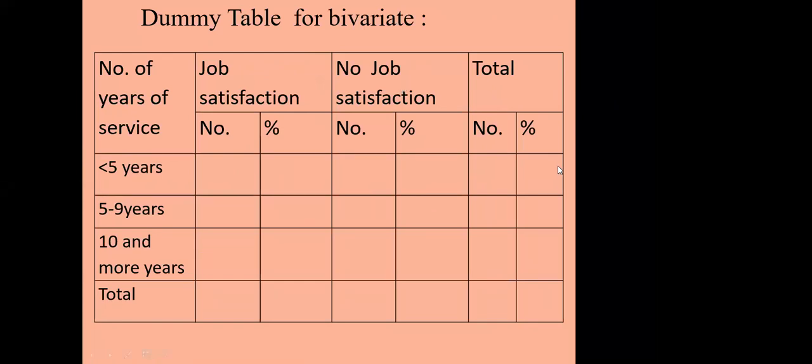Also, for finding the percentage, there are three ways. In the denominator, you can take the row total, or the column total, or the grand total. So you have to decide it, and accordingly you can generate the percentages. It all depends on the study design.